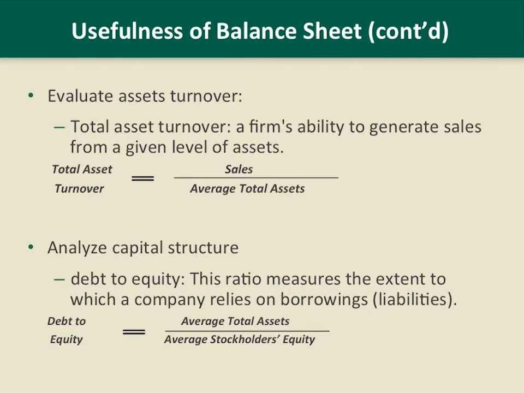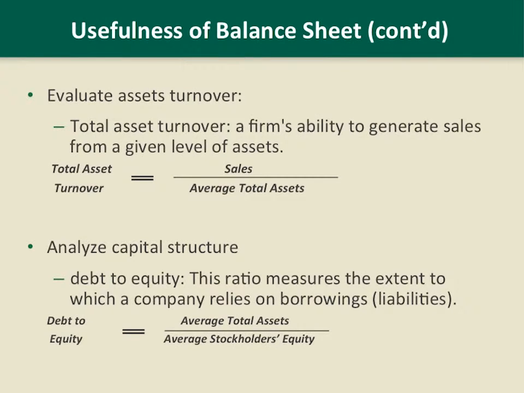Secondly, balance sheet information can help us evaluate asset turnover. For example, we could calculate the total asset turnover, which equals sales divided by average total assets. So this ratio straightforwardly tells us, for every $1 of total assets, how much sales can be generated by this particular company. In other words, this ratio measures a firm's ability to generate sales from a given level of assets.